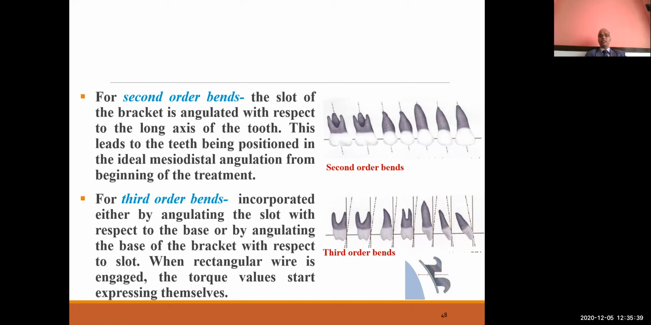And for third order bends, there are two methods: the angulation of the slot with respect to the base of the bracket, or the angulation of the base of the bracket with respect to the slot. So these two methods are used for incorporation of the third order bend. When a rectangular wire is engaged, the torque values start expressing themselves.